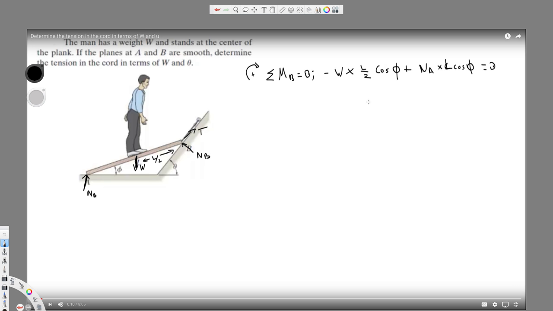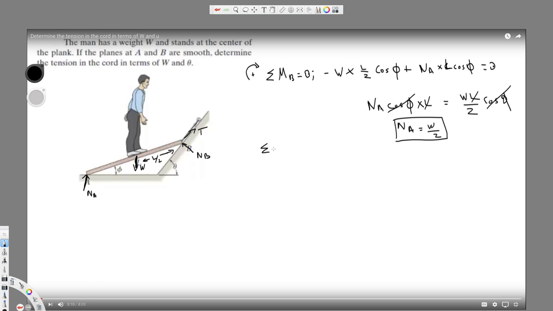Now I can solve for Na. So if I solve for Na, Na cos phi times L is going to be equal to W L by 2 cos phi. Since cos phi cancels and L cancels, Na is equal to W by 2. So this is one piece of information we have, and the next thing is we can now find the x components of this and see what we can solve for.